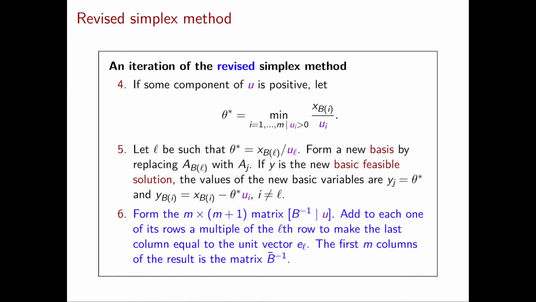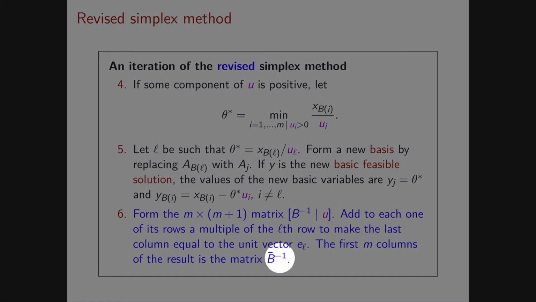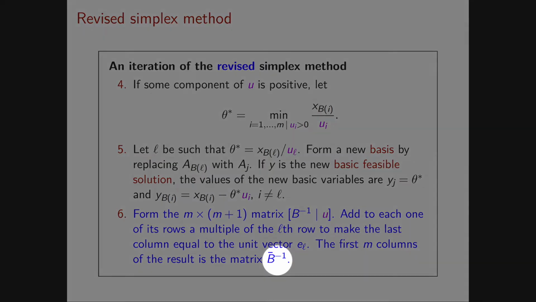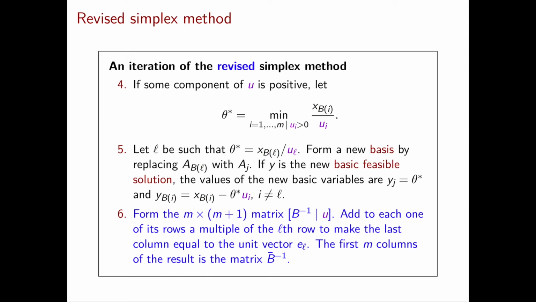However, in the revised simplex method, we need to compute the inverse of the new basis matrix, which we denote as always by B bar inverse. And this is because we're going to need this matrix in the next iteration. We can write in several ways how to obtain B bar inverse. Here I'm going to do it in a little bit different way from what we've seen so far. It will be clear that it's equivalent and it's a little bit more compact to write down.